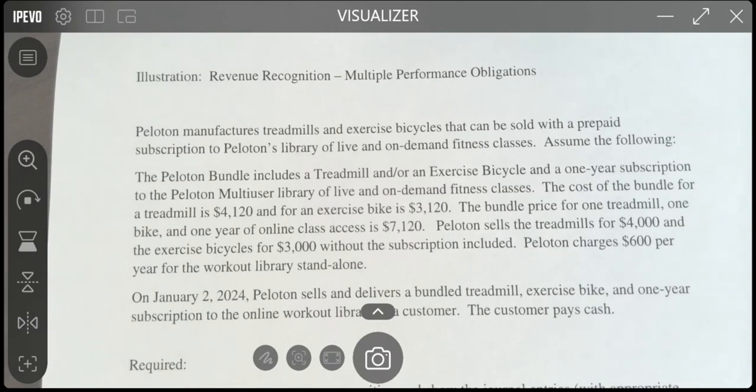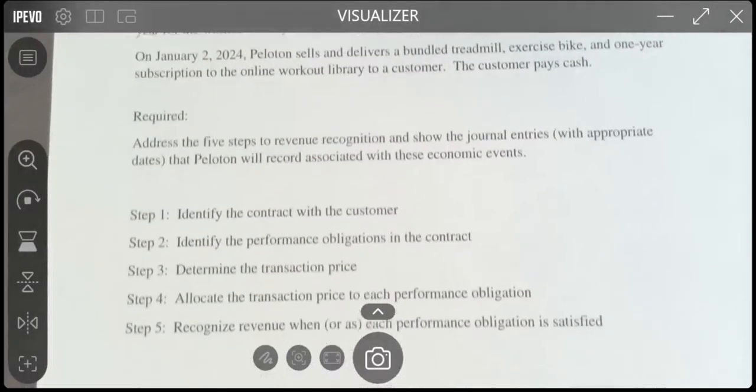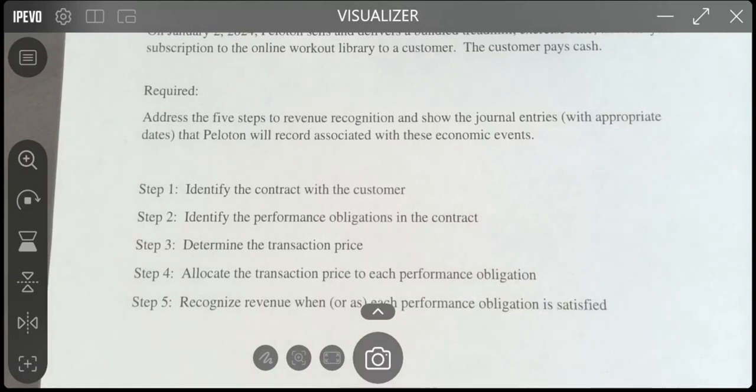Now, offering this bundle on January 2, 2024, Peloton sells and delivers a bundled treadmill, exercise bike, and 1-year subscription to the online workout library to a customer. The customer paid cash. So, required: address the 5 steps to revenue recognition and show the journal entries with the appropriate dates, again, so important, that Peloton will record associated with these economic events.